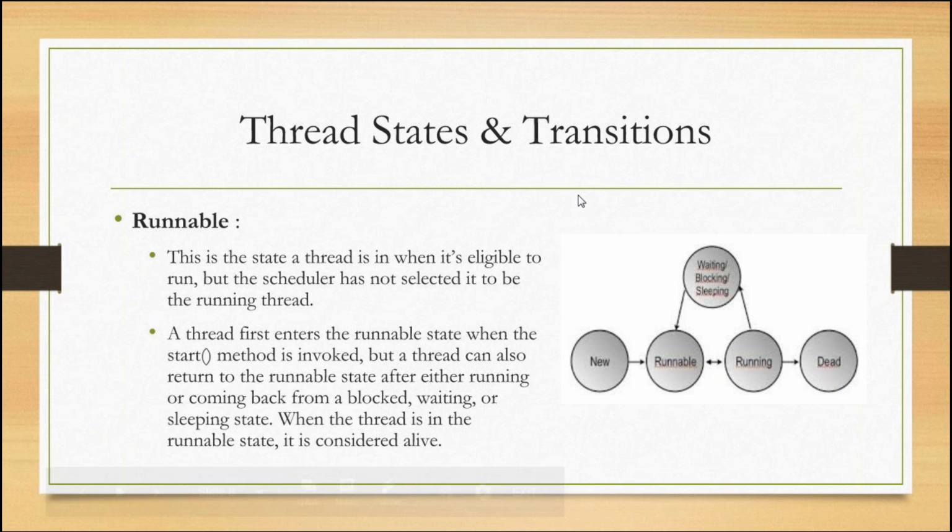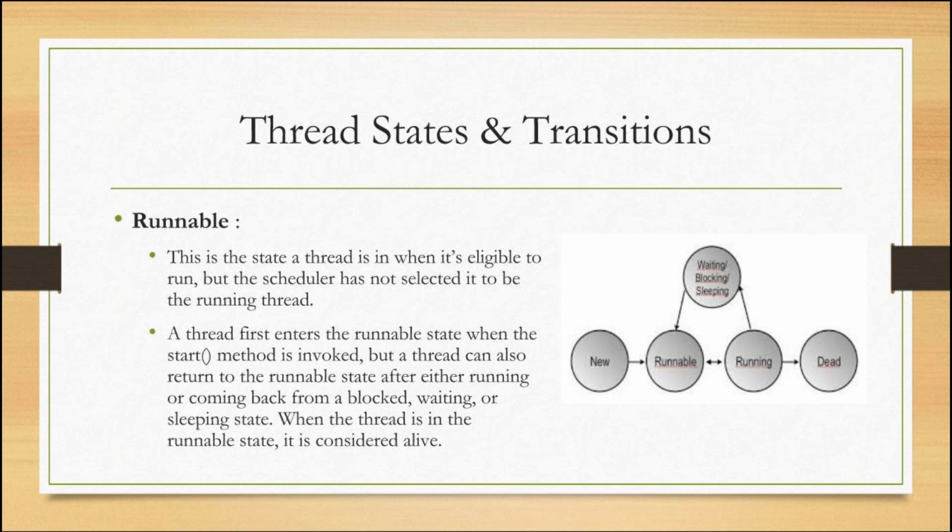Runnable state means this is the state a thread is in when it's eligible to run, but the scheduler has not selected it to be the running thread. So when we call the start method, it becomes runnable. The state of the thread is runnable and it is eligible for execution. The thread scheduler is supposed to select this thread for execution, but it has not yet done that.